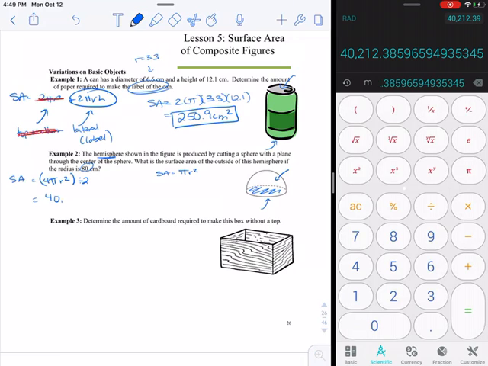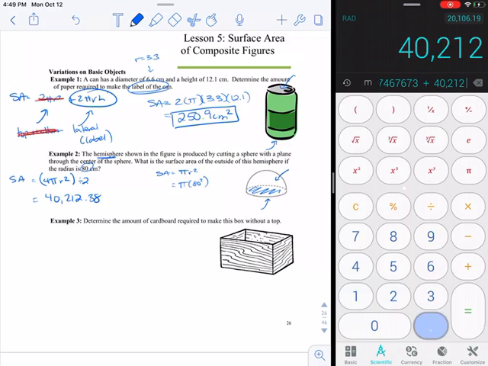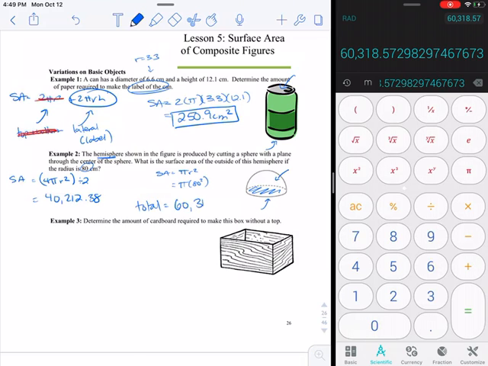So that's 40,212.38. And then the surface area of the bottom is pi r squared, so pi times 80 squared. And if we add that back to 40,212.38, you get a total of 60,318.6 centimeters squared.